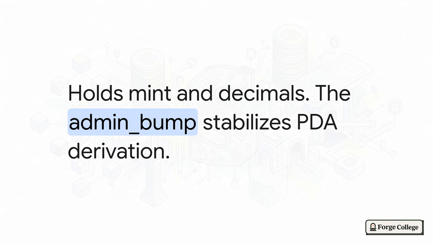Right here, we have our token descriptor struct. This is the absolute beating heart of our lightweight wrapper pattern. It holds the SPL mint public key and the decimal precision. But pay really close attention to that admin bump field. Storing the cryptographic bump directly in the struct, that is a very clever engineering trick. It allows the program to instantly reconstruct the PDA later without having to waste precious compute resources recalculating it from scratch. Basically, it stabilizes our PDA derivation across any future program upgrades.